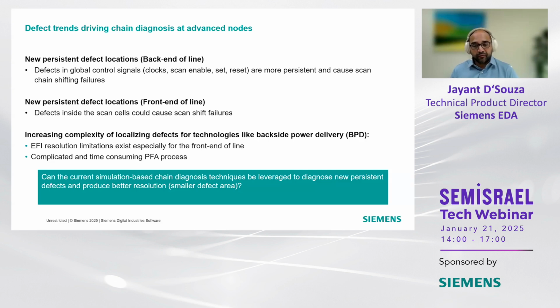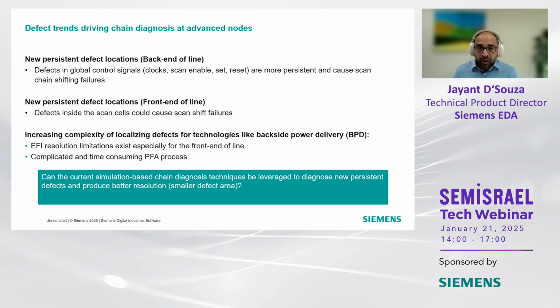So these kinds of things have ultimately converged and really posed the question: can the current simulation-based chain diagnosis techniques be leveraged to diagnose these new persistent defects, and even better, produce better resolution with a smaller defect area to enable successful physical failure analysis?